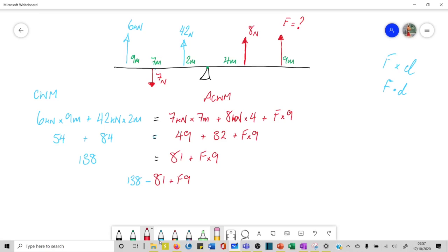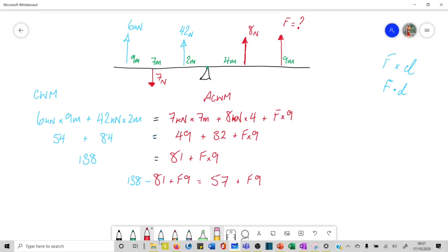Let me just double check this. I'm going to make a fool of myself. So 138 minus 81 equals 57. So that equals 57 plus F9.